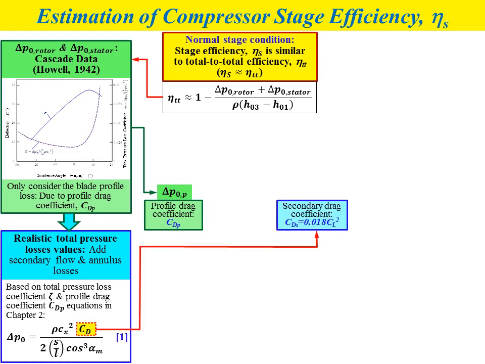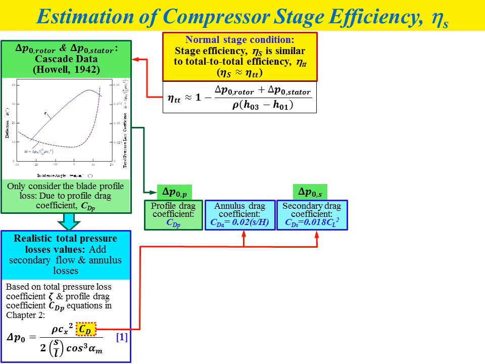In order to obtain delta p naught based on the secondary losses, the value of CD in equation number 1 we need to substitute with the secondary drag coefficient, represented by CDS. And CDS we can calculate by using this formula: CDS equals 0.018 CL squared, where CL stands for lift coefficient. So we will get delta p naught, the total pressure loss due to the secondary losses.